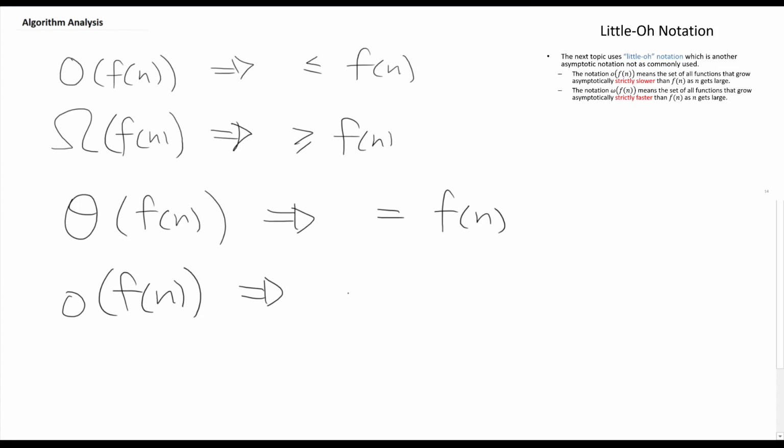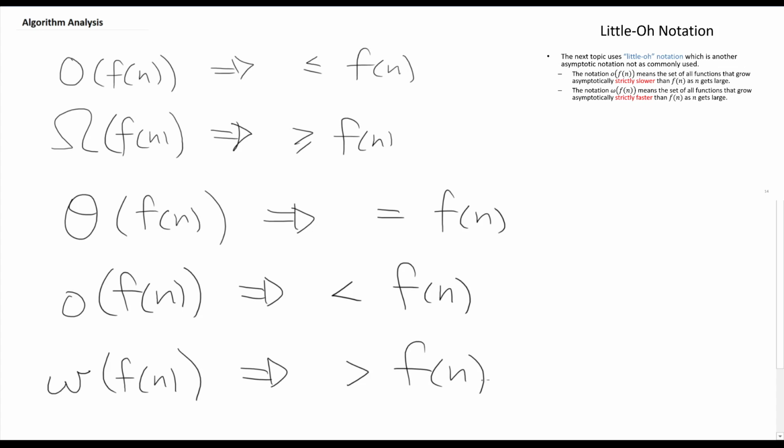And this one we can think of as less than f of n, strictly less than. And then again, we'd get a little omega of f of n, which again might be strictly greater than f of n. And so we're going to be introducing these two today, the little o and the little omega. These are just an extrapolation off of our big O and our big omega to give us the strictly less than and the strictly greater than, ruling out the possibility of the equal to.